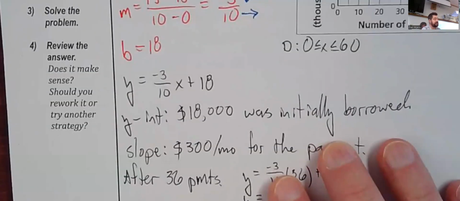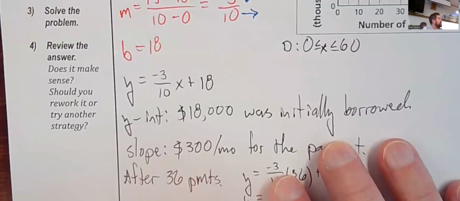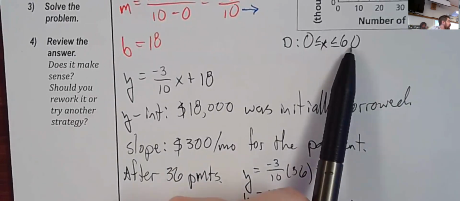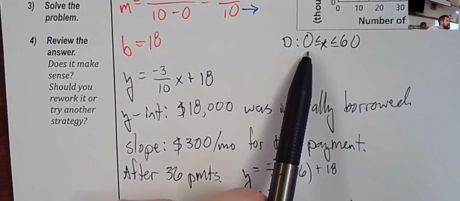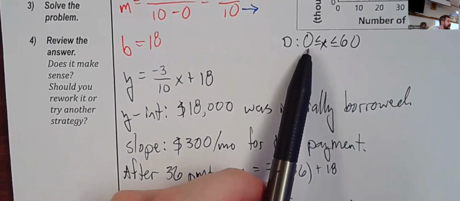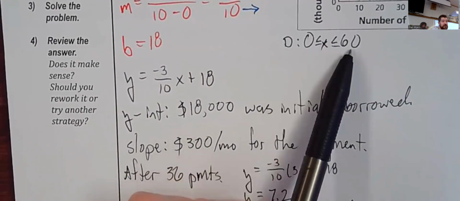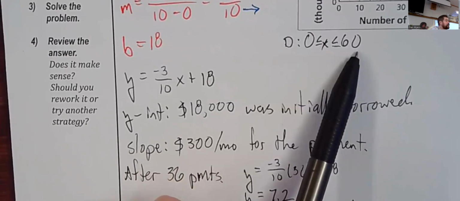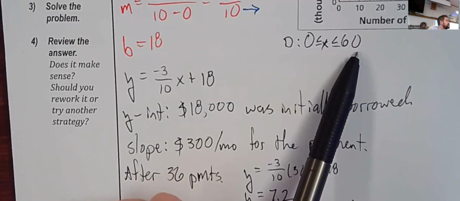So we have ourselves basically a compound inequality where the value of X is less than or equal to 60. 60 months is when you pay it off, but it also has to be greater than or equal to 0 because that's when you got the loan. So number of months 0 is when you bought it. Number of months 60 is when you paid it off. And then anything in between that could be a value of X.